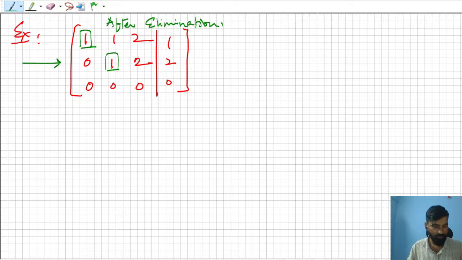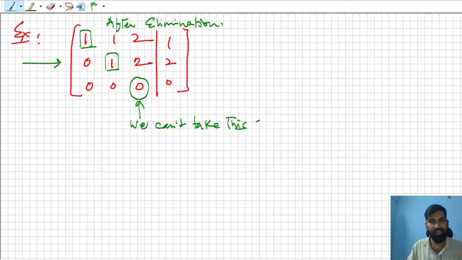This is 1 pivot. Okay, we can take this as a pivot, but can you take this as a pivot, guys? Comment in the comment box, in the chat box. Tell me first. We can't take this as a pivot. Remember, we can't take this as a pivot.